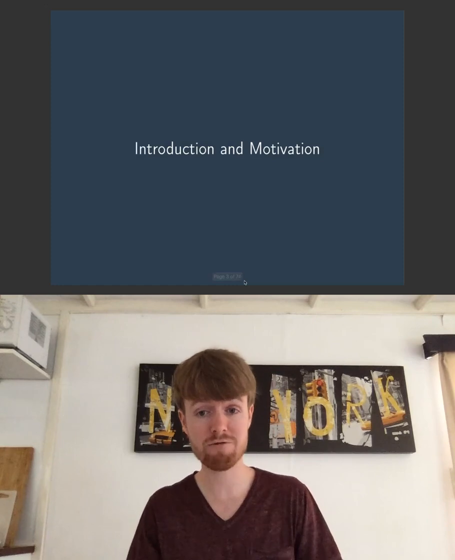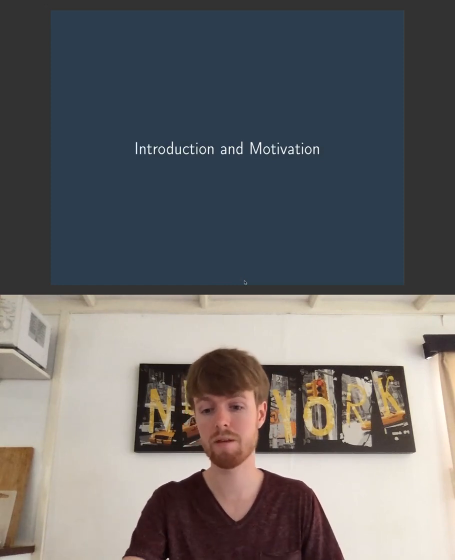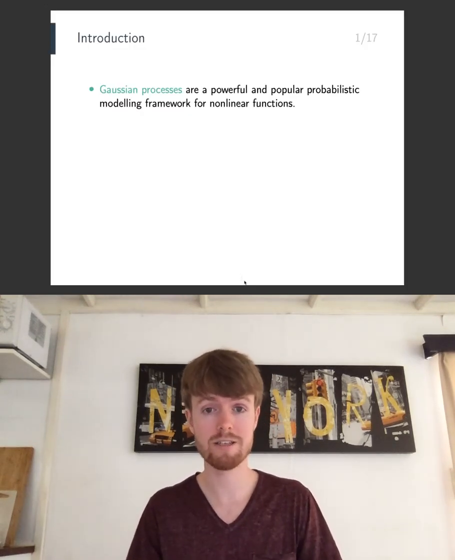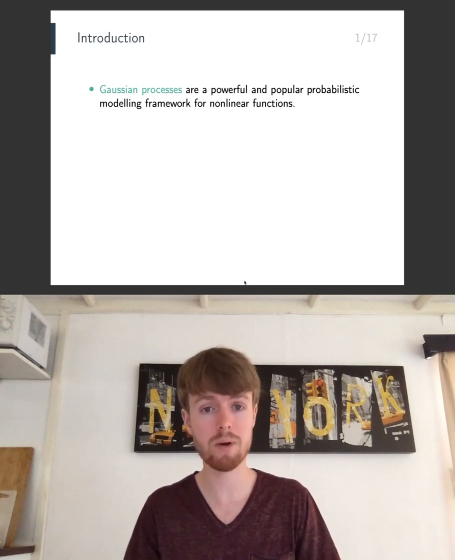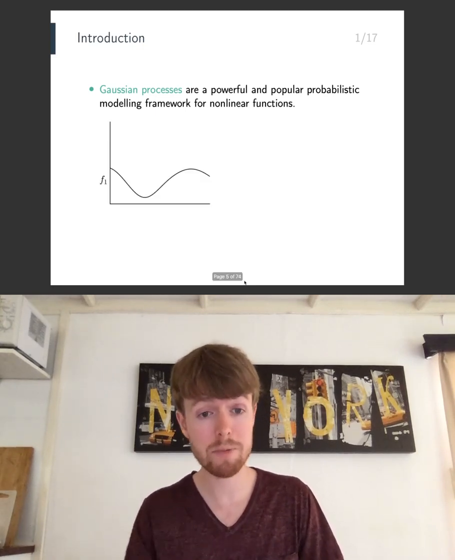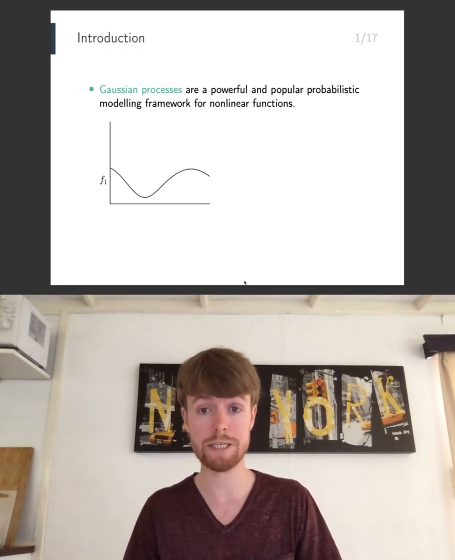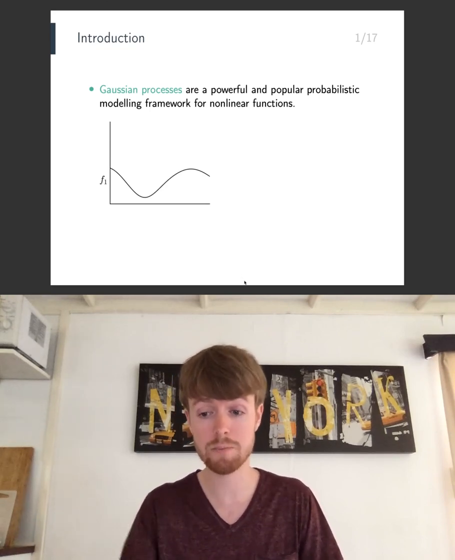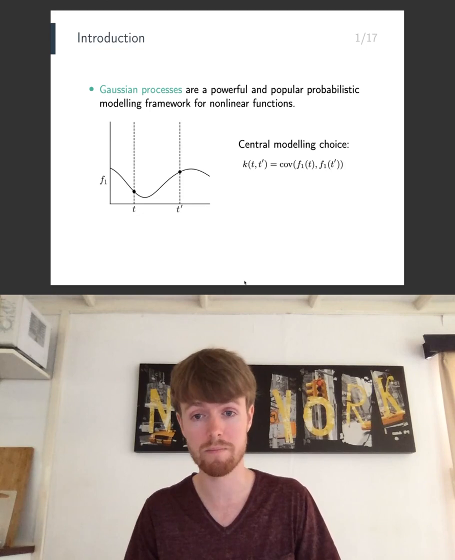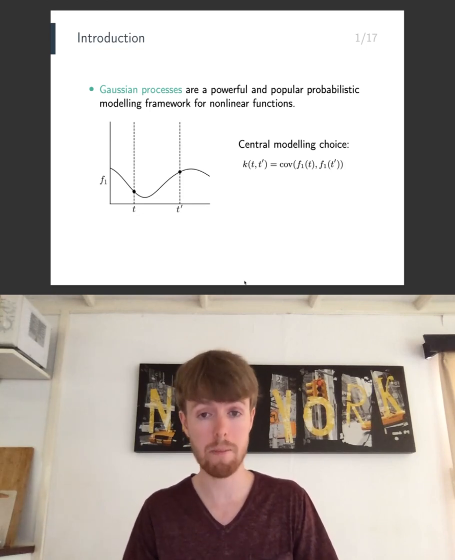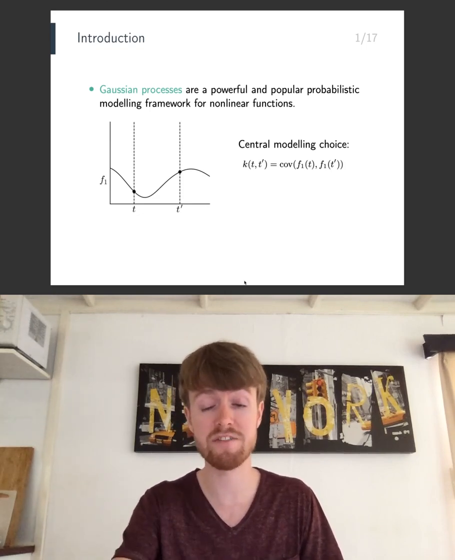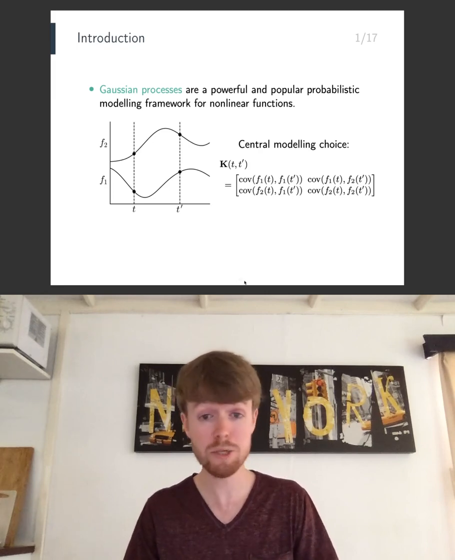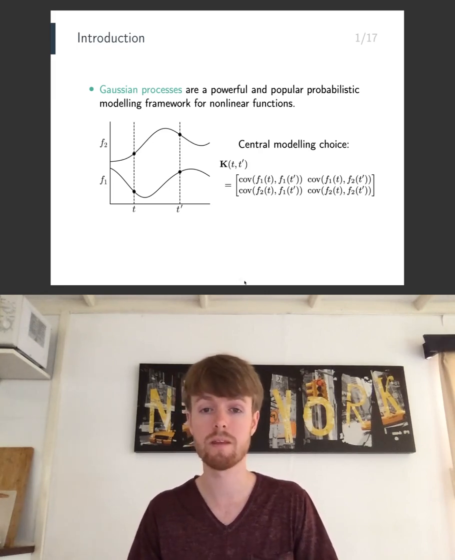Let's start out with an introduction and some motivation. Gaussian processes are a powerful and popular probabilistic modeling framework for nonlinear functions. When modeling only a single output f1, the central modeling choice is the kernel, prescribing the covariance between any 2 points of the function. When modeling multiple outputs, the kernel becomes matrix valued, prescribing at any 2 points in time the covariances between all pairs of outputs.